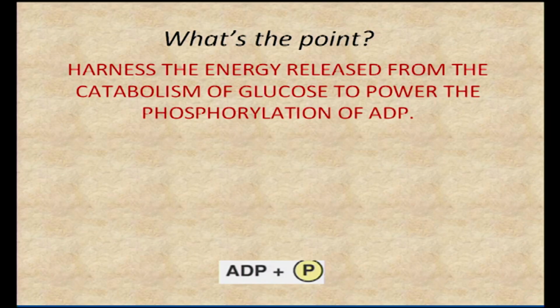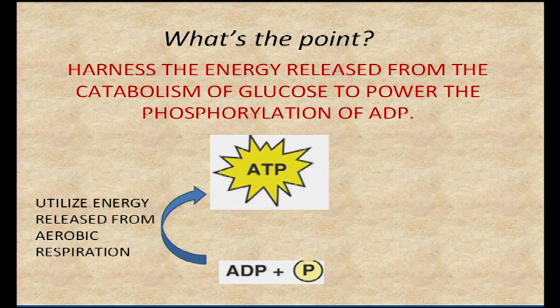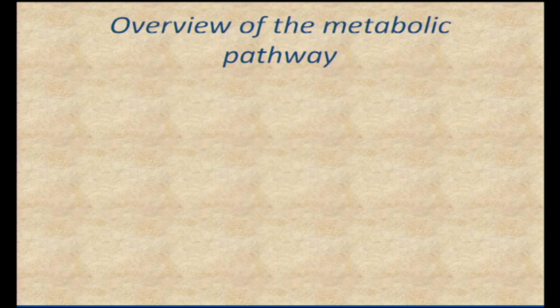So what's the point? The point is to somehow harness that energy released from the catabolism of glucose to power going from ADP plus a phosphate group back to ATP. So again, don't lose sight of the point. The point is to somehow break glucose down, get that energy out, and use that energy to basically reattach that phosphate group on ADP and regenerate our money so that the cell can keep doing work. So let's take another look at that metabolic pathway.